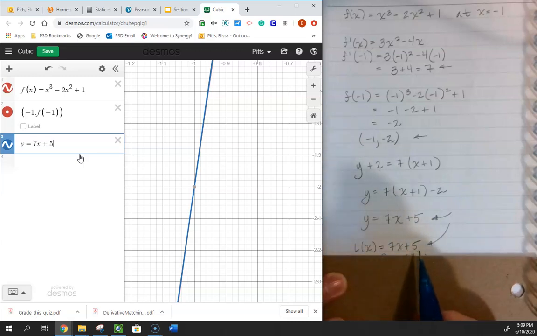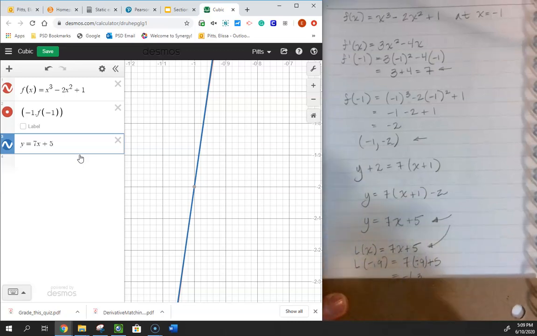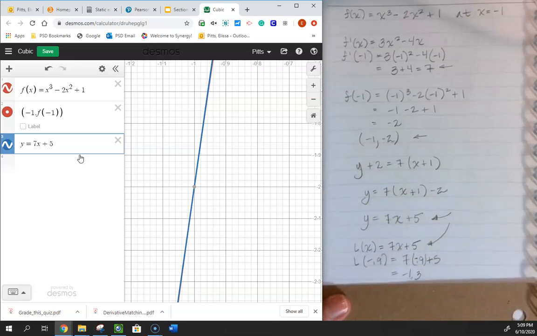And so, let's say I wanted to use this approximation to approximate the function at x equals negative 0.9. So I could put negative 0.9 into my linear approximation. If I do the arithmetic that goes along with that, I get negative 1.3.